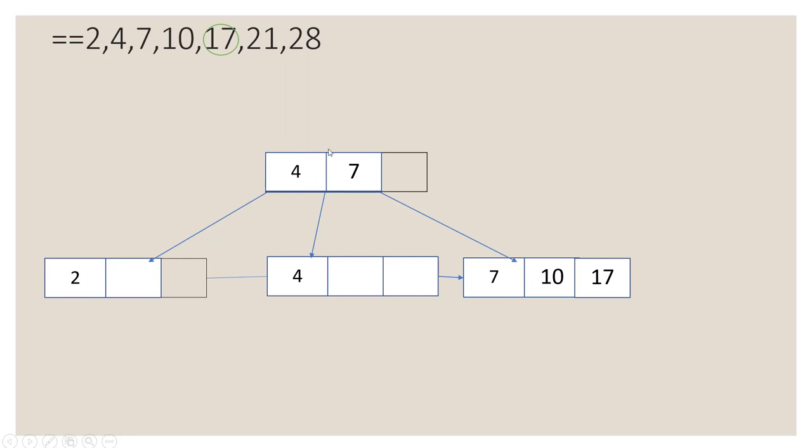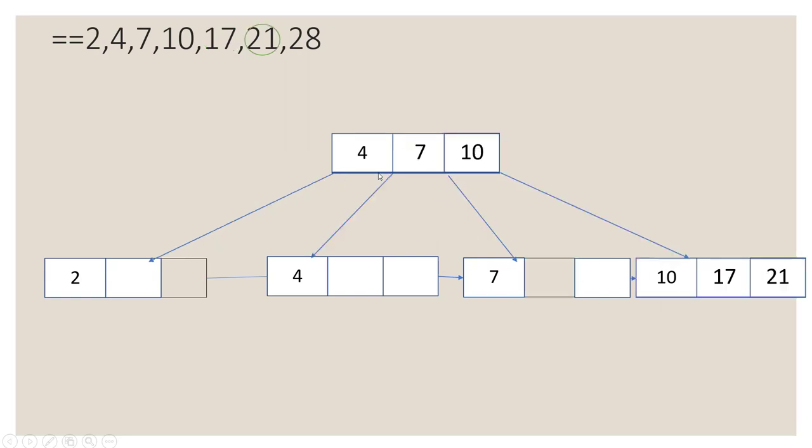Next value is 21. 21 is greater than 7. I follow this pointer. 21 should be right here. Between 7, 10, 17, and 21, we go with the middle left, which is 10. So 10 gets promoted up here. There is space for 10. And based on our new index, we rearrange everything. So same thing, less than 4, between 4 and 7, between 7 and 10, and then 10 and greater go here. Last value to be added is 28.